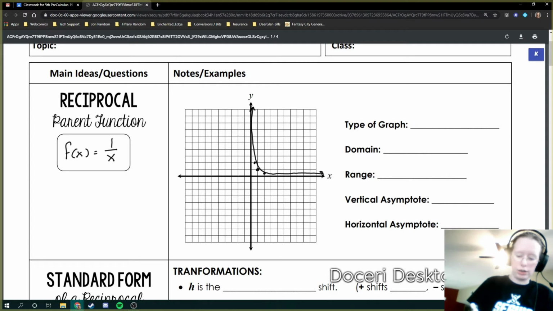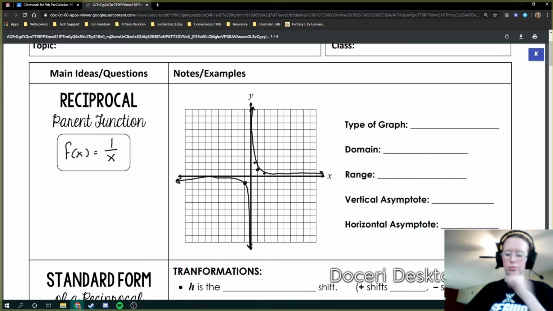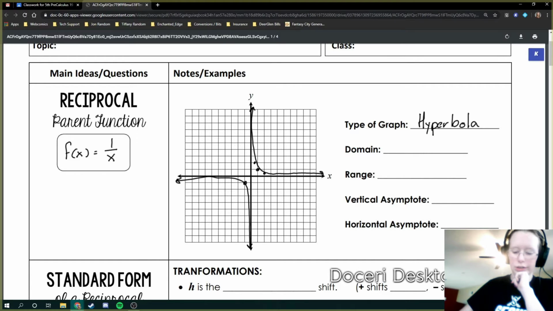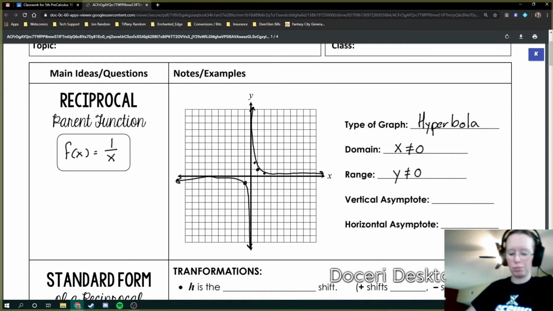Looked something like this. Terribly inaccurate graph. Okay. Type of graph. This actually is a hyperbola. We didn't talk about that during that unit because we hadn't covered conics yet. Alright, our domain, let's see, because it has that asymptote through the y-axis, the domain is everything but 0. And the range is everything but 0. So those are the excluded values of 0 and 0.